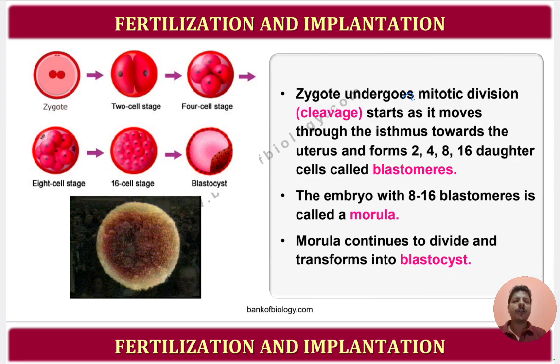Then the zygote undergoes mitotic division, that is also called cleavage, which starts as it moves through the isthmus towards the uterus and forms 2, 4, 8, 16 daughter cells called blastomeres. Here zygote, 2 cell stage, 4 cell stage, 8, 16. These all are called blastomeres. The embryo with 8 to 16 blastomeres is called morula. Here you can see the diagram of morula. Morula continues to divide and transforms into a blastocyst.